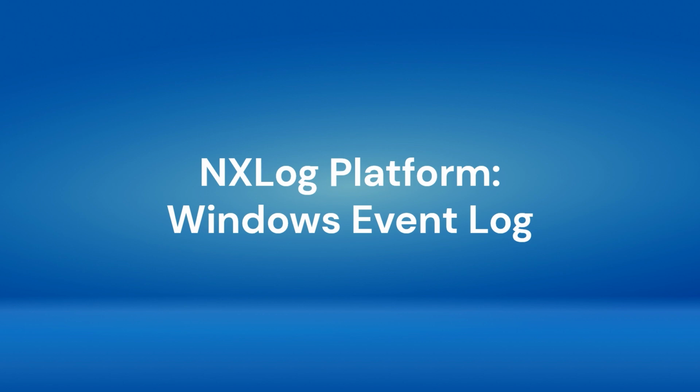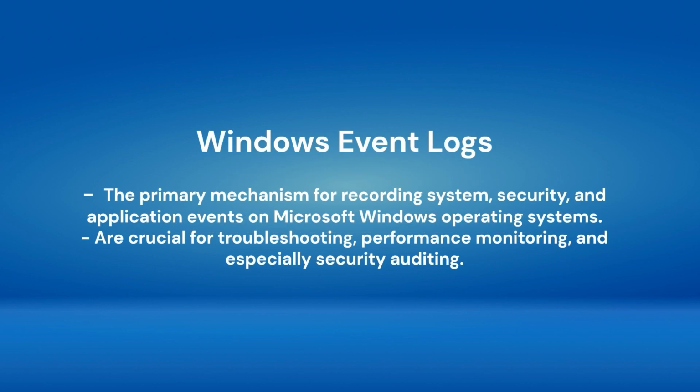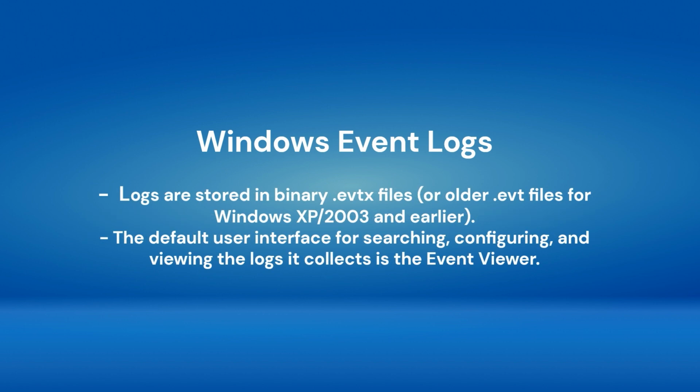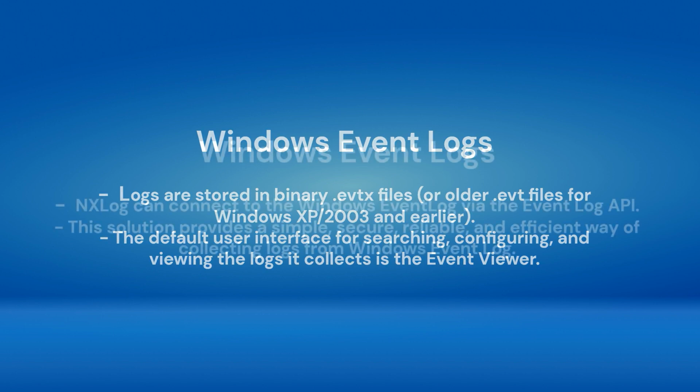Windows event logs are the primary mechanism for recording system, security, and application events on Microsoft Windows operating systems. They are crucial for troubleshooting, performance monitoring, and especially security auditing. Windows event logs are stored in binary EVTX files, or older EVT files for Windows XP or 2003 and earlier.